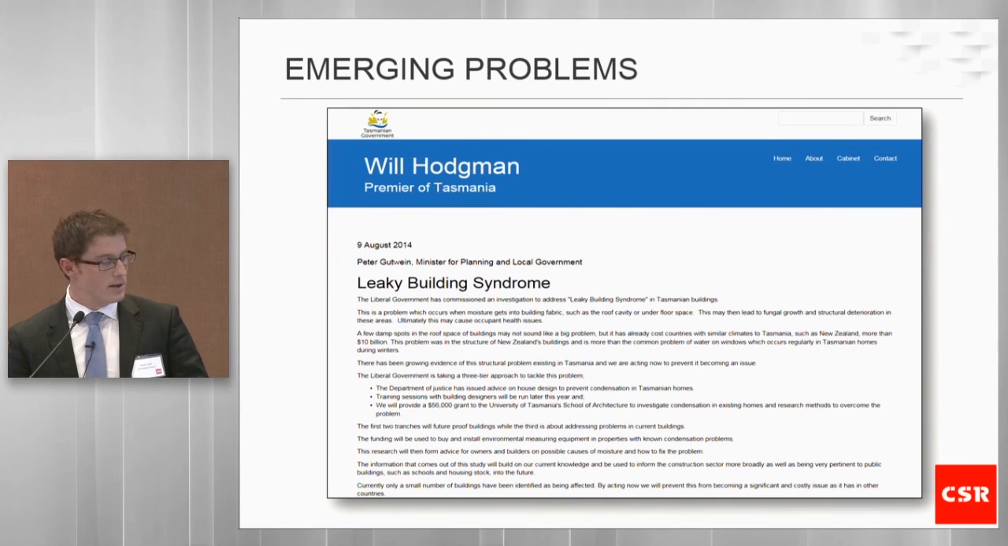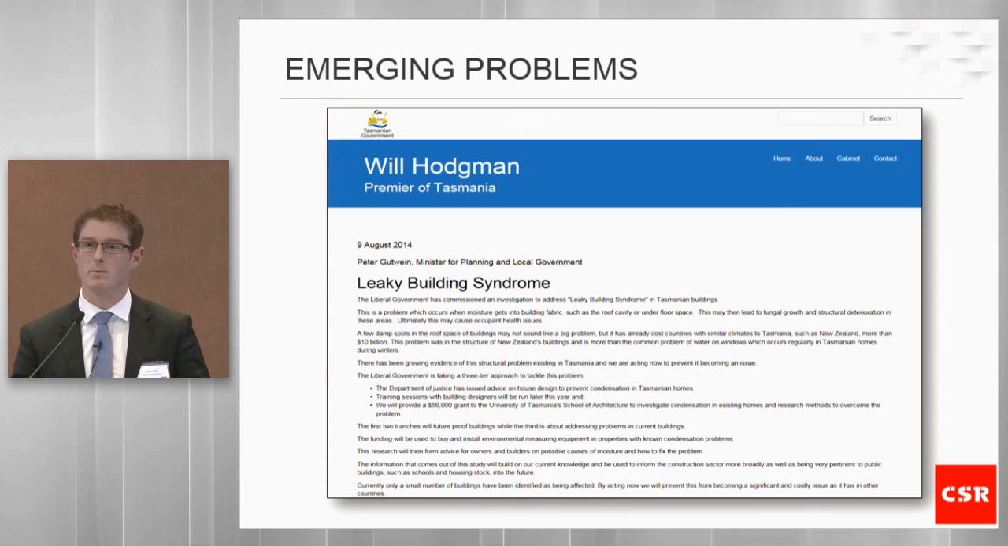In August 2014, the Premier of Tasmania put out a press release saying they've launched an investigation into Tasmanian leaky buildings syndrome. This is very similar to what happened in Tasmania 10 to 15 years ago, where constructions got wet, with liquid water ingress and condensation forming in constructions. They weren't able to dry out, the buildings rotted, and there were huge amounts of structural damage.